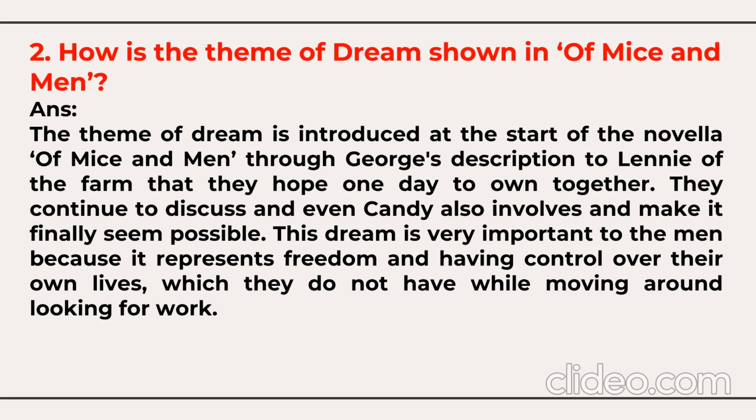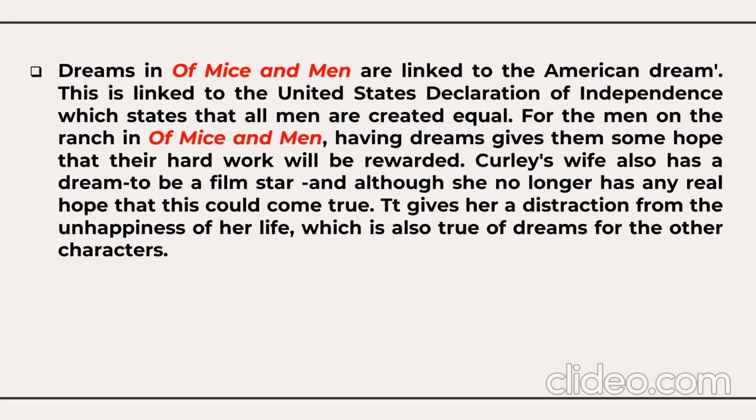They continue to discuss it, and even Candy gets involved, and it finally seems possible. This dream is very important to the men because it represents freedom and having control over their own lives, which they do not have while moving around looking for work. Dreams in the novel are linked to the American dream. This is linked to the United States Declaration of Independence, which mentions that all men are created equal. For the men on the ranch in Of Mice and Men, having dreams gives them some hope that their hard work will be rewarded.